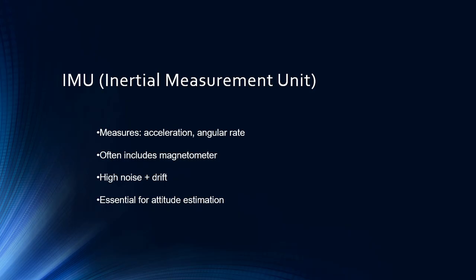The IMU measures acceleration and rotational speed. It is essential for estimating the AUV's orientation: roll, pitch, and yaw. However, IMUs suffer from drift and noise, so they are often combined with other sensors through sensor fusion.